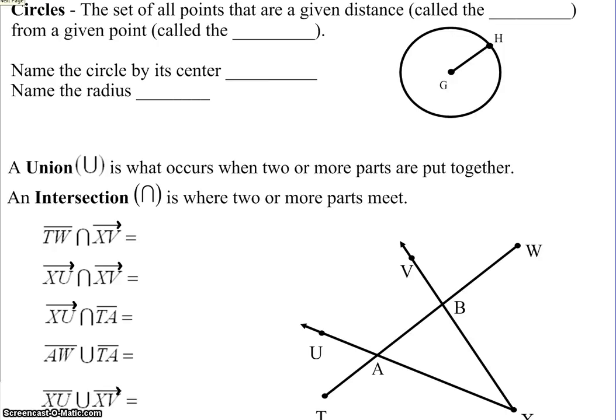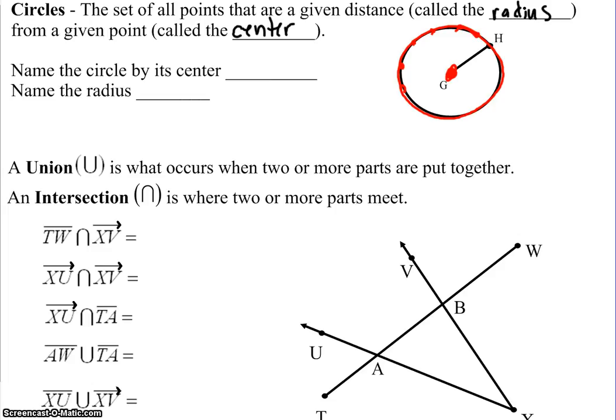Circles. Circles, a set of all points that are a given distance, called the radius, from a given point, which is called the center. So basically what you have for a circle is a center of the circle, and then the rim part of the circle, and the rim is the exact same distance away from that center. Every single point on the rim of this circle is equally as far away from the center of the circle as all the other points on that rim.